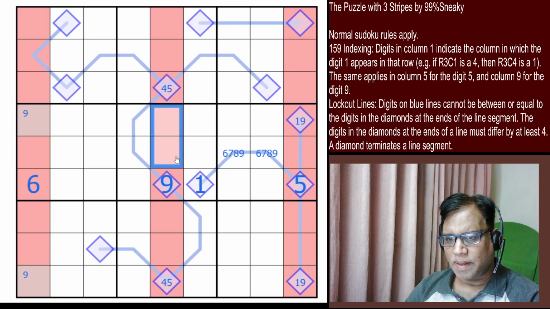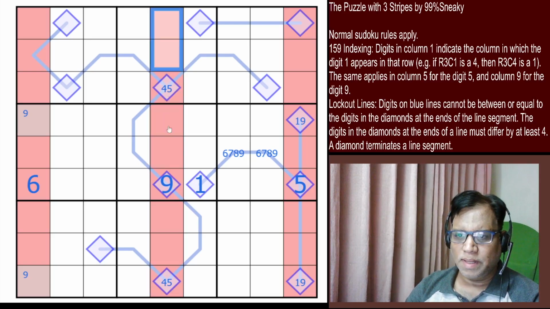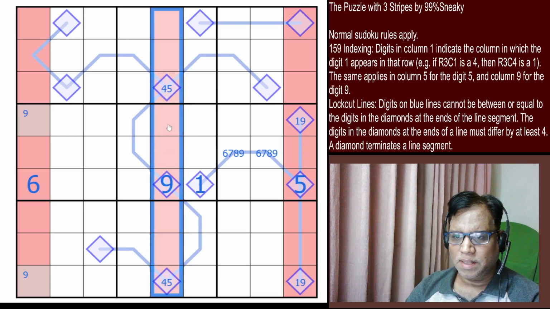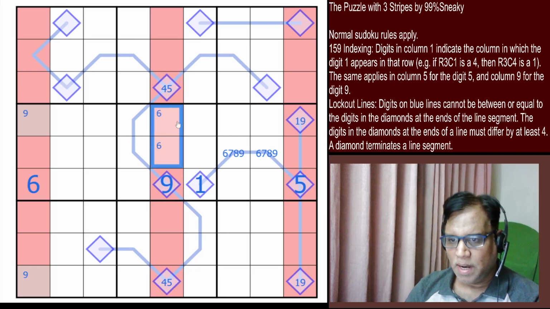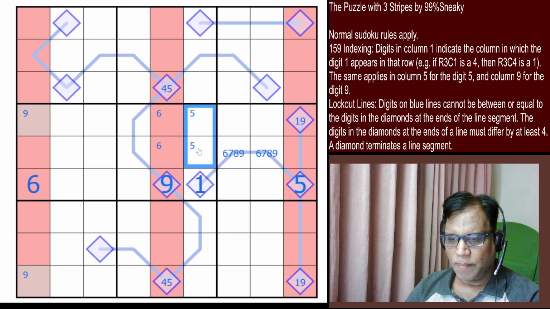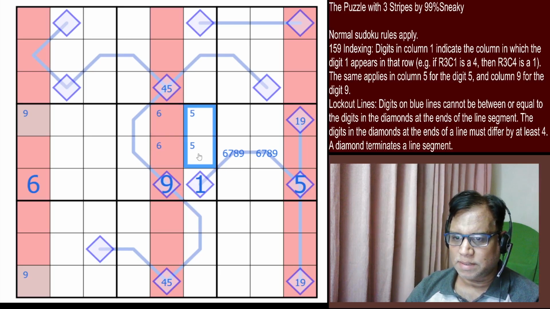So 6 is here, right? We must have one middle digit, one low digit, and one high digit. Both the middle digits have gone into this strip. One middle digit is here and one is here: 4, 5. So the left out middle digit is 6, and that has to be here. That means 5 is here, because 6 is here, this is indexing, so that has to be 5.